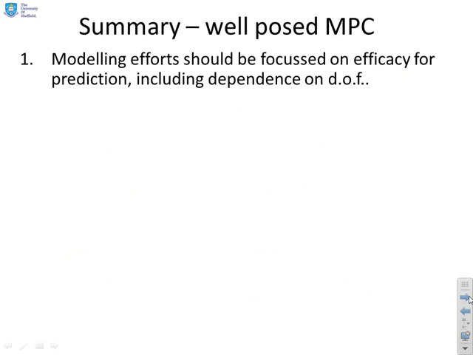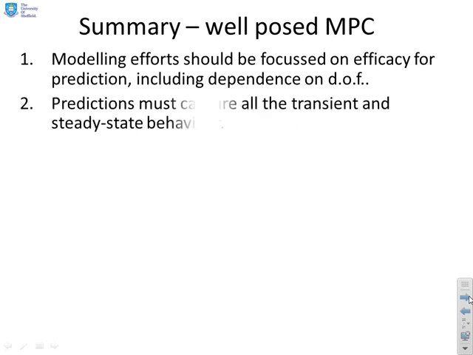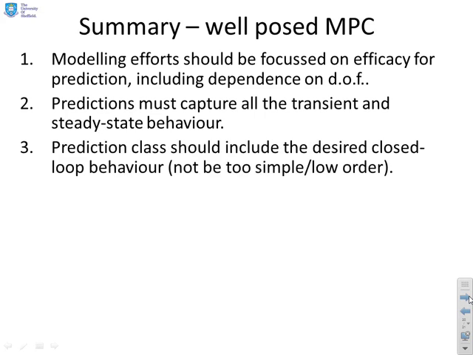So in summary, for a well-posed predictive control law, the modelling efforts should be focused on the efficacy for prediction, which includes the dependence on the degrees of freedom. So you don't just model for the sake of modelling, but the modelling has to think about, can I use this model for prediction? Does this model show the impact of the degrees of freedom I've given myself? Predictions must capture all the transient and steady state behaviour. It's no good if they just capture short-term behaviour.